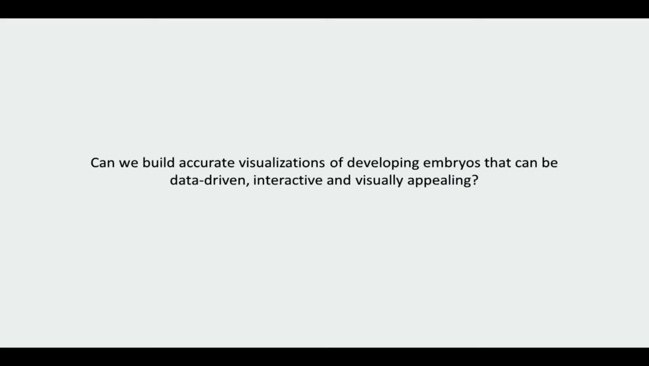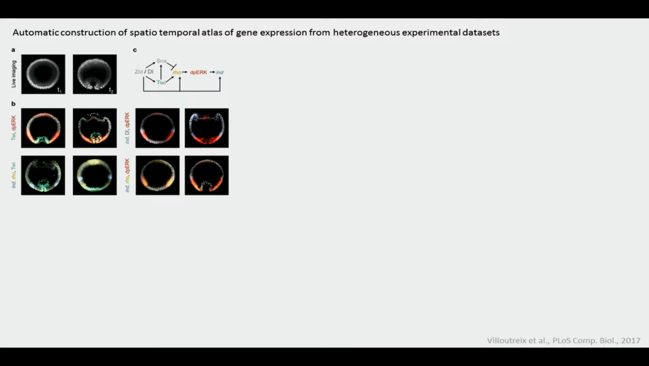Can we build accurate visualization of developing embryos that can be at the same time data-driven, interactive, and hopefully visually appealing? So for the data-driven part, when I was at Princeton, I had access to data which looked like this. So this is a cross-section of an embryo. On top, you have live imaging, similar to the first movie I showed you, where an embryo is developing in time, but you don't have access to the protein distribution because you cannot have it with the same technique.